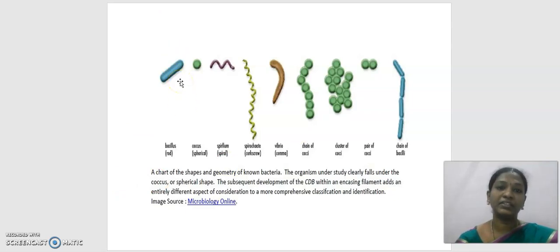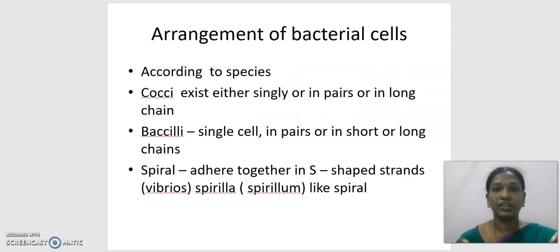So when they are in the singular form, they are called a bacillus, a coccus, and a spirillum. And if they are in chains, it is called a chain of cocci. Then if it is a cluster, like a bunch of grapes, it is a cluster of cocci. And if only two are there in the structure, they are called a pair of cocci. Or if it is a bacillus species, they will be arranged in the form of a chain, and they are called a chain of bacilli.